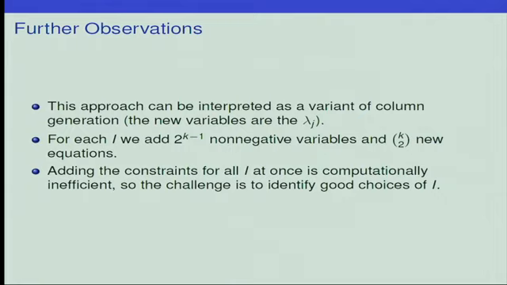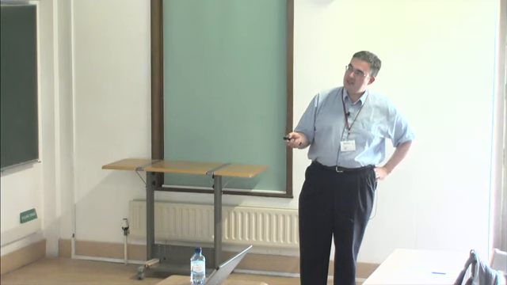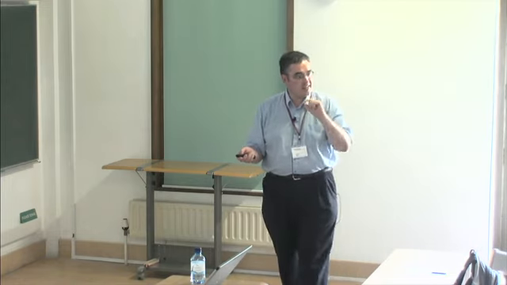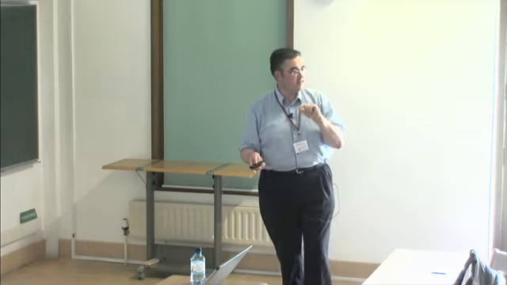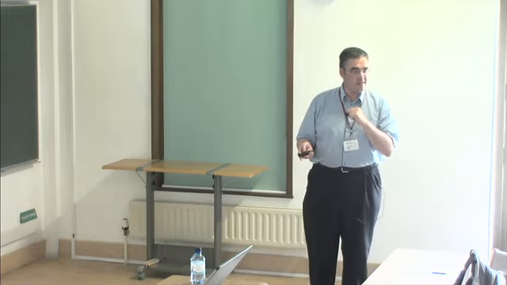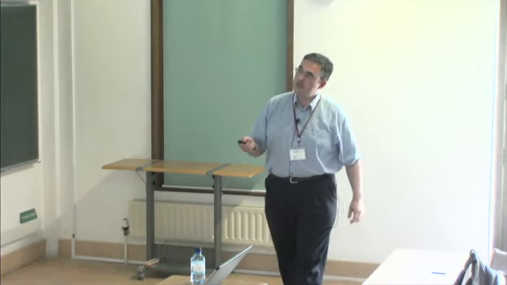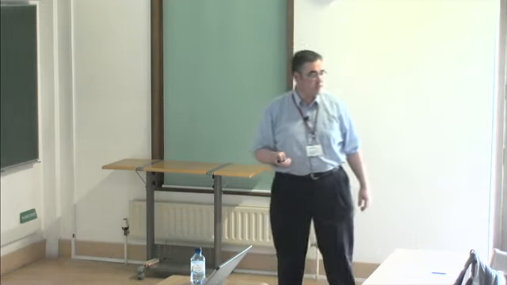Because you still add a fair number of variables and equations, and adding all of these subsets at once is computationally inefficient. So the challenge really is, which are the good subsets that I want to add? From a computational perspective, this is, I think, the right question to ask. And there's at least two possible ways that one can do this.